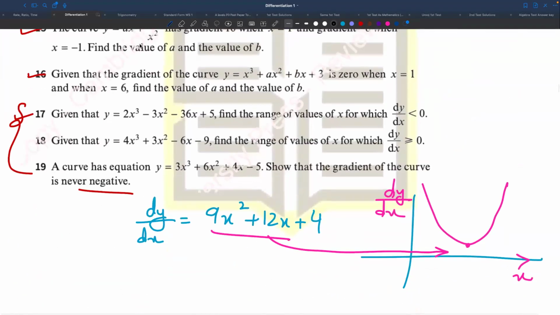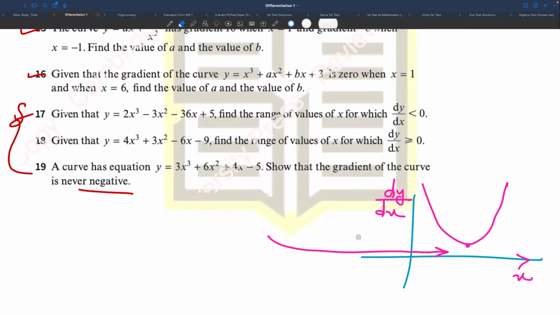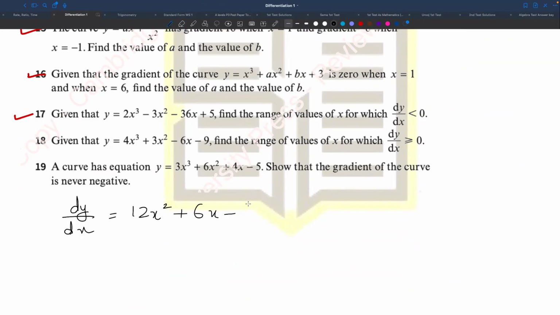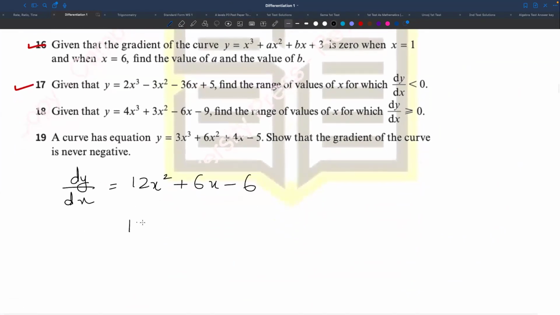Okay, so find the range of values of x for which dy/dx is greater than or equal to 0. The first thing is you will find dy by dx, and that is 12x² + 6x - 6, and then 12x² + 6x - 6 has to be greater than or equal to 0.